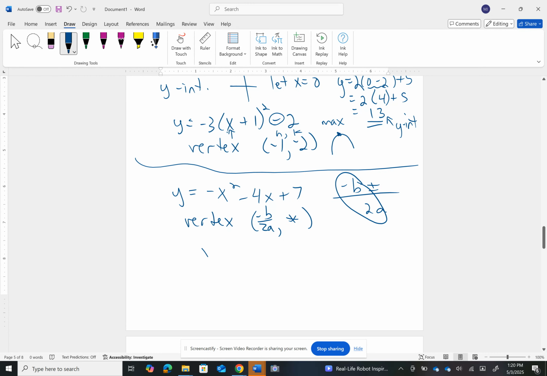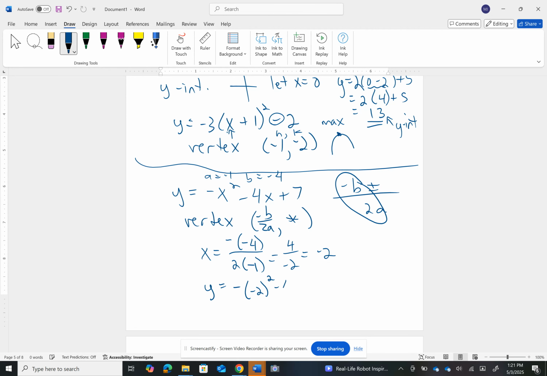So for the x-coordinate of the vertex, you're going to take the opposite of the b value, which is negative 4, over 2 times the a value, which is a negative 1, right? So the a is negative 1, the b is negative 4. So I work that out. I get positive 4 over negative 2, which is negative 2. All right, so that's the x-coordinate of the vertex. To get the y, I just plug that in. Negative 2 is going in place of the x in both spots.